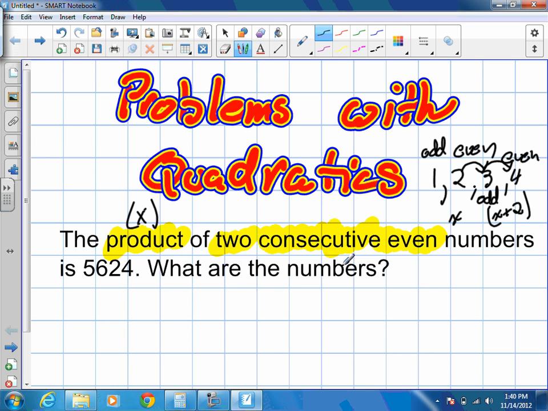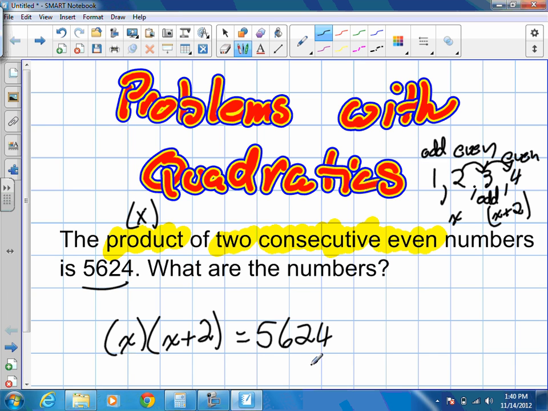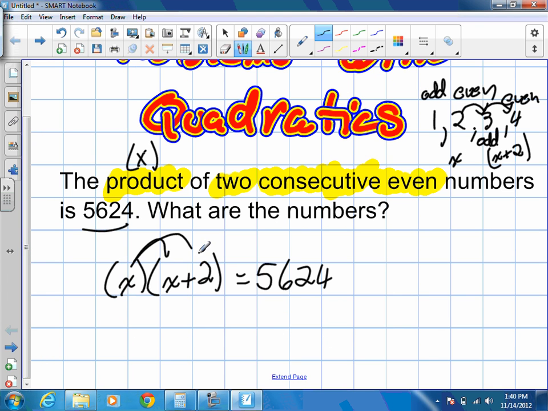And it says their product is equal to 5,624. What are the numbers? So we know that we multiply these two numbers. One of the numbers we're going to call x. The next consecutive even number is x plus 2, and this is equal to 5,624. Now we need to get this into an equation where we can solve for x. So we're going to use the distributive property. We multiply the x through, and we're left with x squared plus 2x is equal to 5,624.